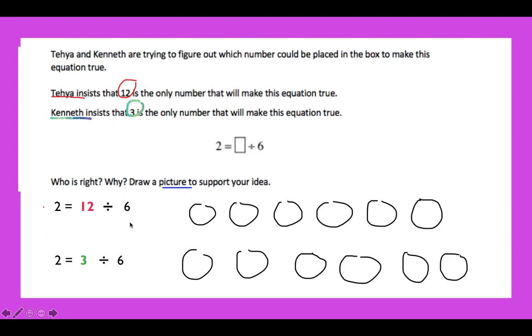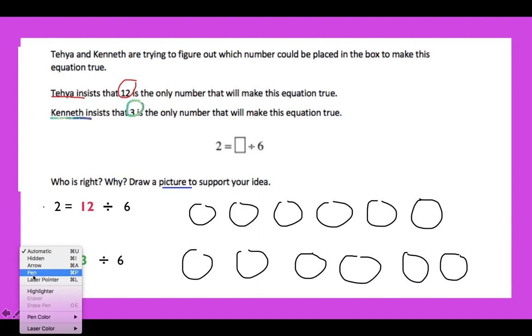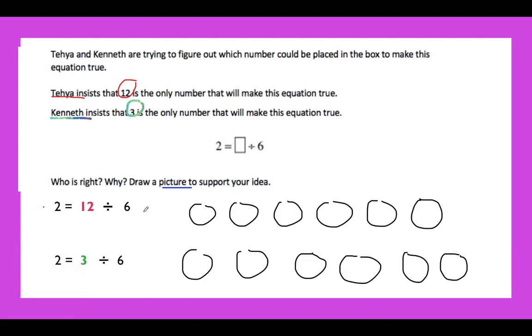So I did Taya's equation first. 2 equals 12 divided by 6 because she said that 12 belongs right here. I drew 6 circles to show for this 6. And what I'm going to do is make 12 dots to see if there are 2 in each circle. And that will show me how many times 6 goes into 12. So let's count together until we get to 12. 1, 2, 3, 4, 5, 6, 7, 8, 9, 10, 11, 12.